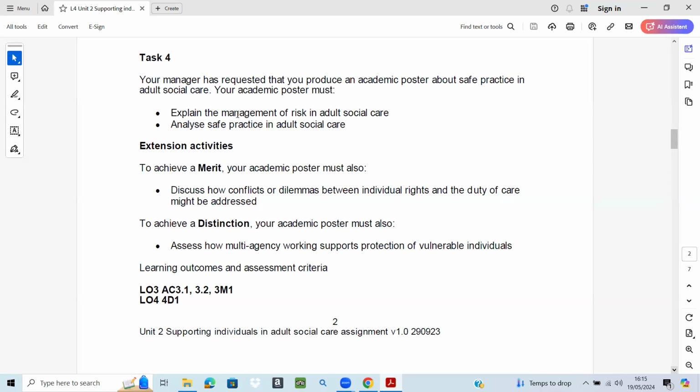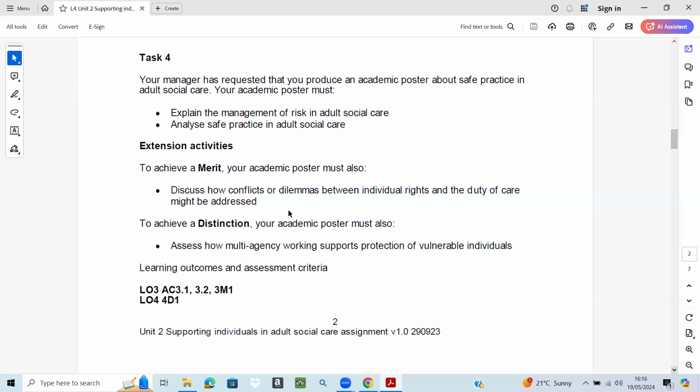Your academic poster must explain the management of risk in adult social care and analyze safe practice in adult social care. Then we have some extension activities related to it, that is the merit and distinction criteria. I encourage all of you to also attempt the merit and distinction criteria and try to achieve it. First, you need to complete the passing criteria, and you must achieve it.